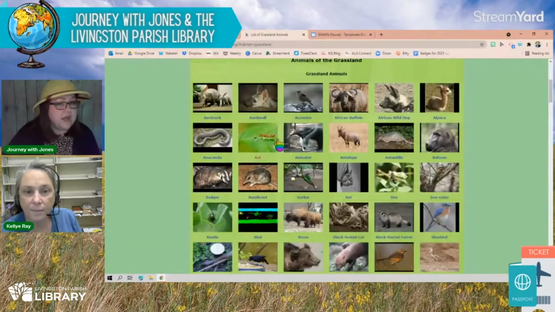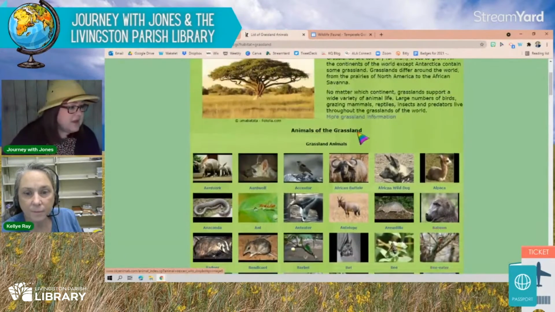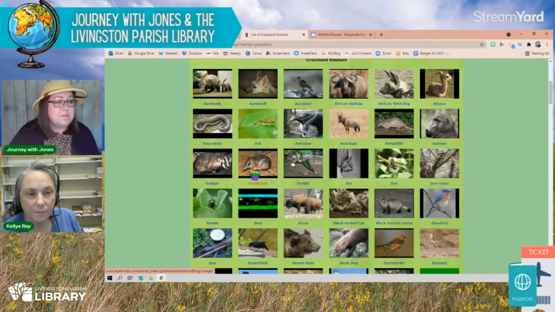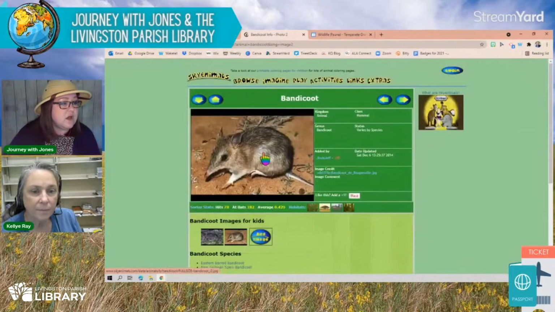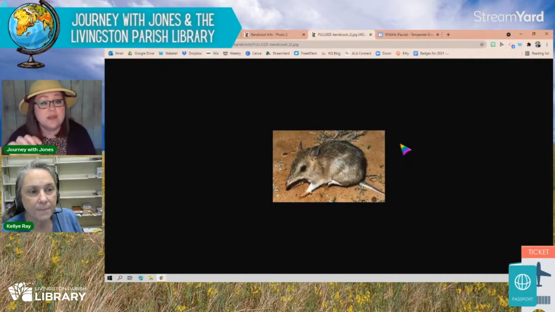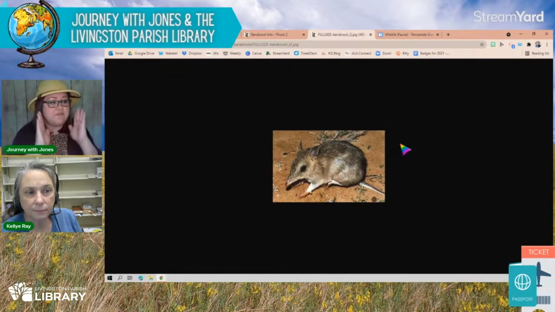Now, another animal that we are going to look at is the bandicoot. If I can find it. There it is. Bandicoot right here. And on this website, you can click on all of these animals and read all about them. But this is a bandicoot right here. Now, a bandicoot is a marsupial that only lives in Australia or in Indonesian grasslands. There are 20 different species, and they are known because they have a V-shaped face. You can see their face kind of looks like a V right there.